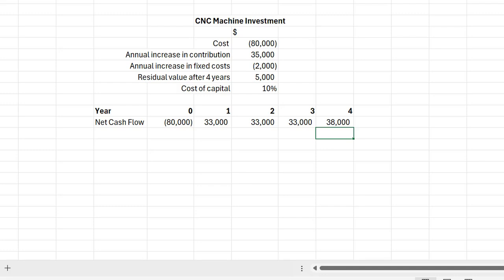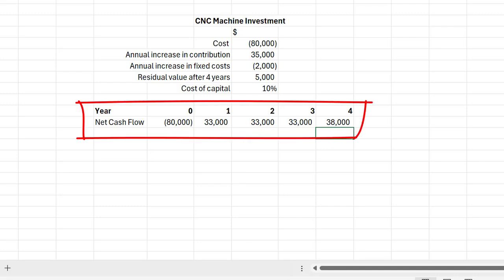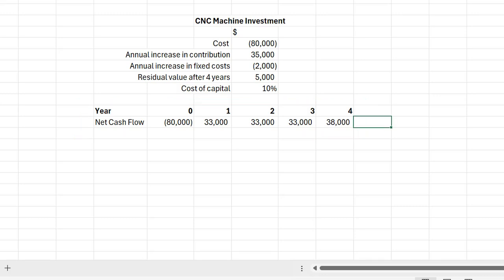Right away, I can see this project is going to pay back after 2 years and change, because by the end of year 3, we will have earned 99,33 times 3, but we only spent 80. So that's nice to know. It pays back in 2 years and some months. However, that payback period does not give me a clear yes/no answer.